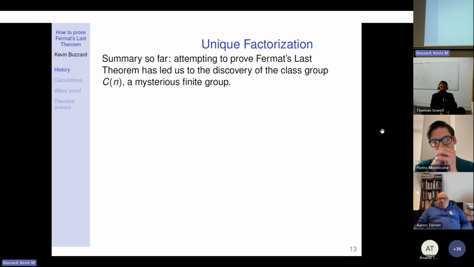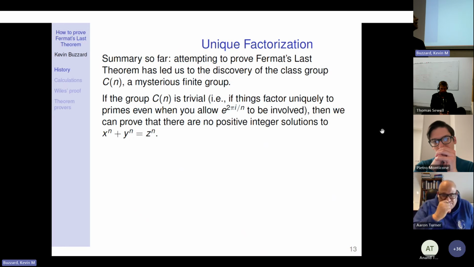So there we go. We're trying to prove Fermat's last theorem, and we've come up with this definition of this strange class group, this mysterious finite group. There's one for each natural number n, and if that class group's trivial, which for n equals 3, for example, it is the trivial group. And for n equals 5, it's the trivial group. So now you can prove Fermat's last theorem for n equals 5. Once you've proved that this group is trivial, then you can prove Fermat's last theorem for n. So that's great.